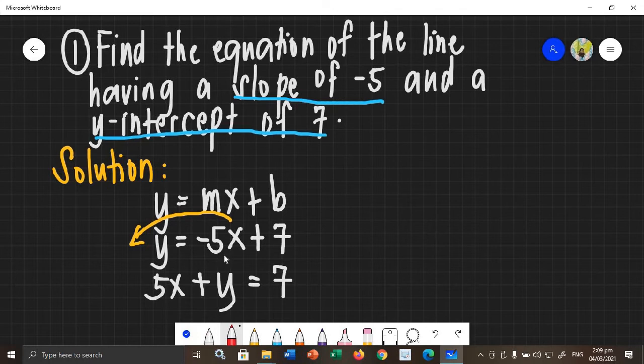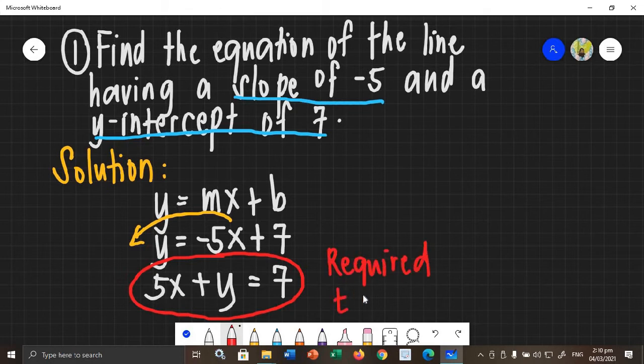And that's it. This will be the required equation of the line having a slope of -5 and y-intercept of 7. So the required equation is 5x plus y equals 7. How about another example?